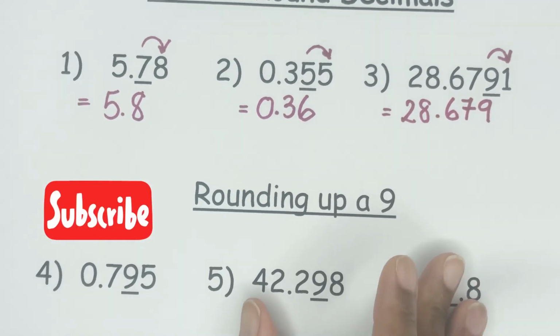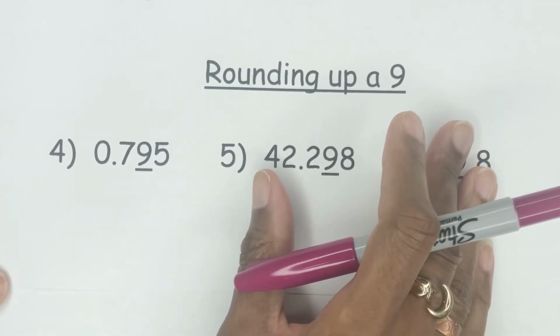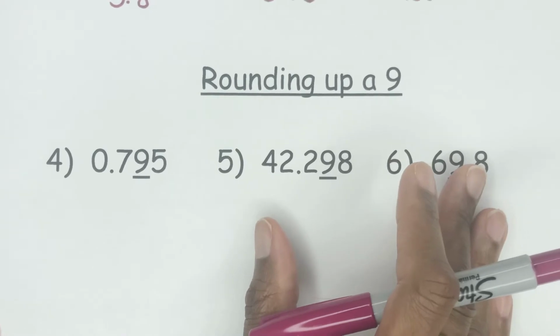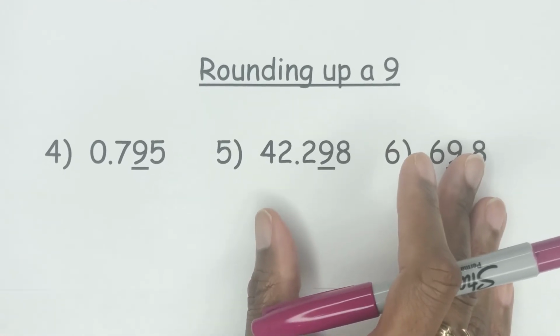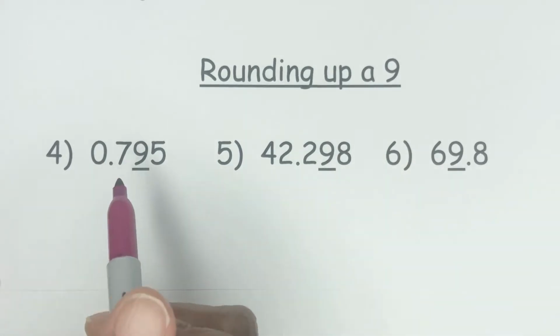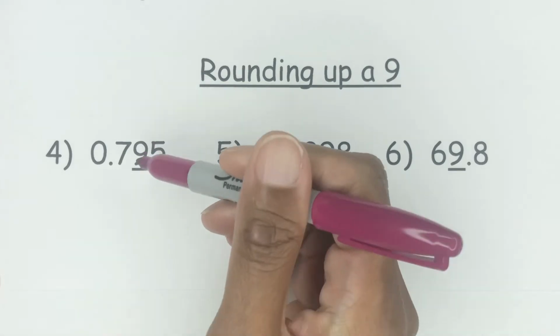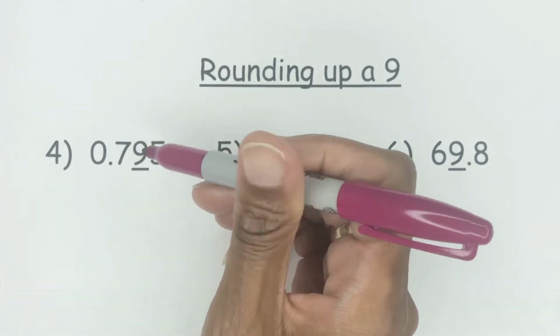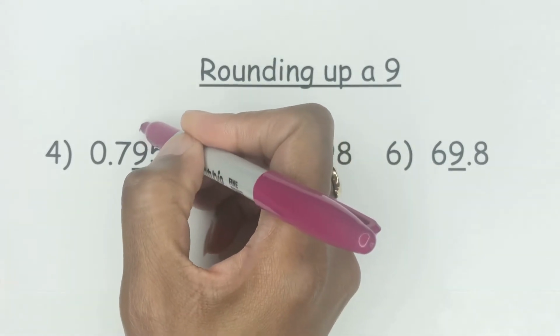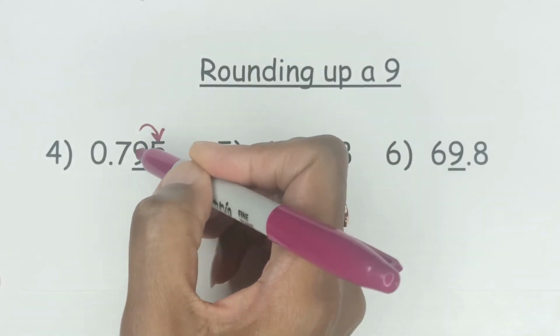All right, let's go up to the rounding up a 9 area now. What happens when you're rounding and that number's a 9? What happens to that number? Let's have a look. For number 4, we have 0.795. Here we're rounding to the 100th place. So you still look to the right, right? And it's a 5, so 5 or above, give it a shove.